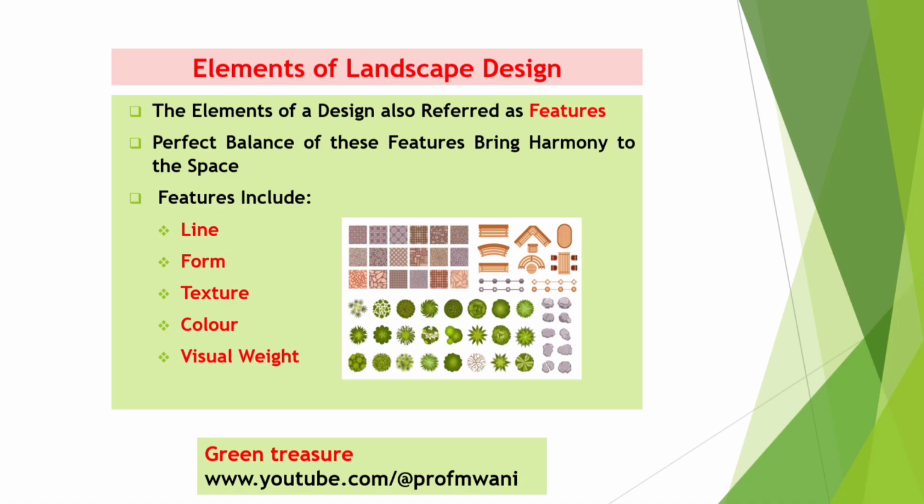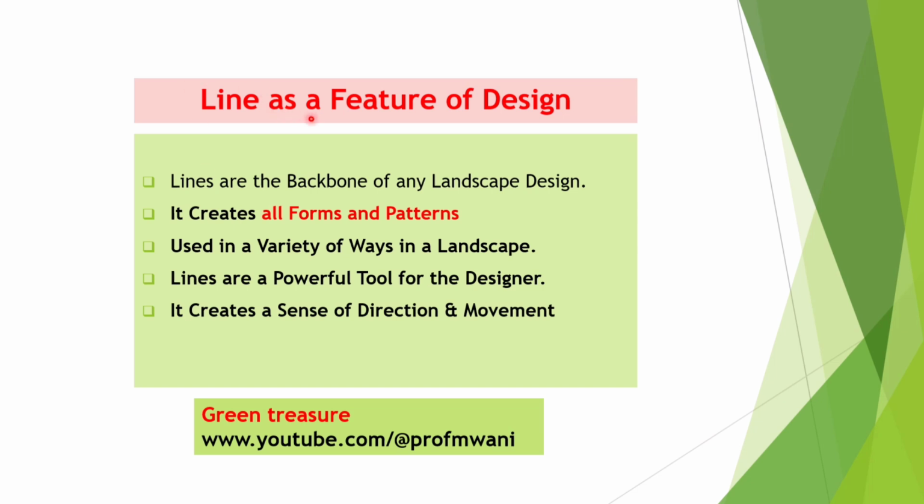First of all, we will discuss the line. Line as a feature of a design. Line as an element acts as the backbone of a landscape design, and it will create all forms and patterns. It is used in a variety of ways in a landscape. Lines are a powerful tool for the design. They create a sense of direction or movement, because with these lines you direct a visitor, you direct your view, and it also acts as an arrow in a garden.